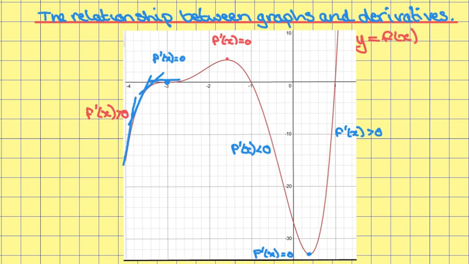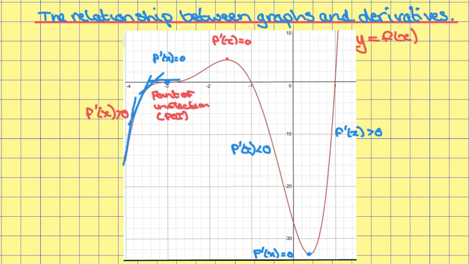But this point also is a special stationary point. It is also a point of inflection, POI. So the gradient up to the point of inflection is getting less. So we call that it's getting less and easier. So we call that concave down.